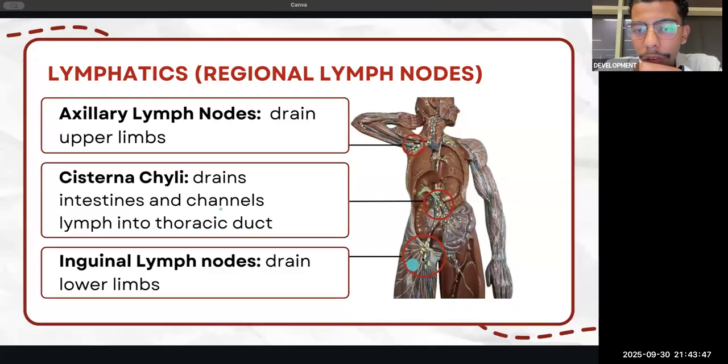And then we have cisterna chyli, which drains your intestines. Okay, and it takes the lymph into the thoracic duct, which is here. I think you guys should know the thoracic duct from your lecture. And then here at the bottom, we have inguinal lymph nodes. So inguinal lymph nodes are to drain what? Your lower limbs. And then it goes up here, okay? And the intestines are drained into the cisterna chyli, okay? And then both of them go into the thoracic duct, all right? And your upper limbs are drained by axillary lymph nodes. That's all I want you guys to know for now.